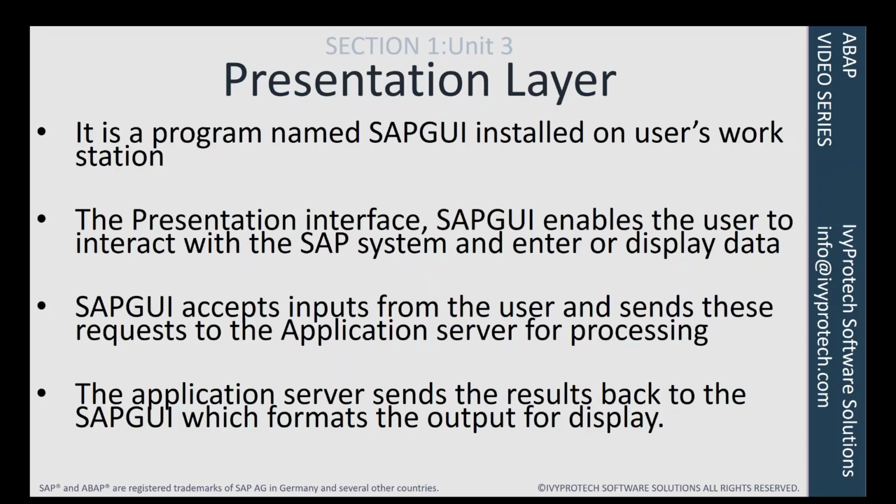SAP GUI accepts inputs from the user and sends the request to the application server for processing. The application server sends the result back to the SAP GUI, which formats the display. So for example, if you're running a report, on the initial screen, you input some selection criteria. For example, you want to see the orders in the last 30 days. Then you make that input on the screen and then click on execute. Then the request is sent to the application server, which will process the data and send back that result.